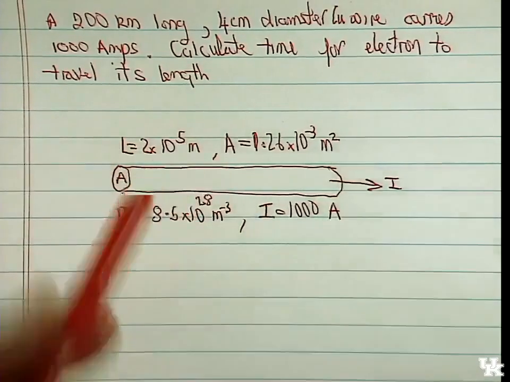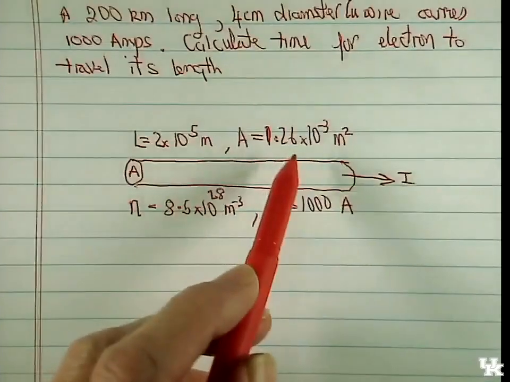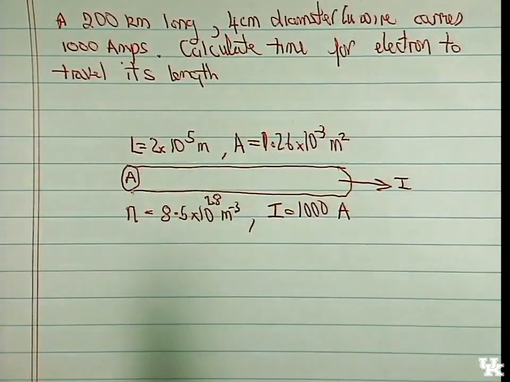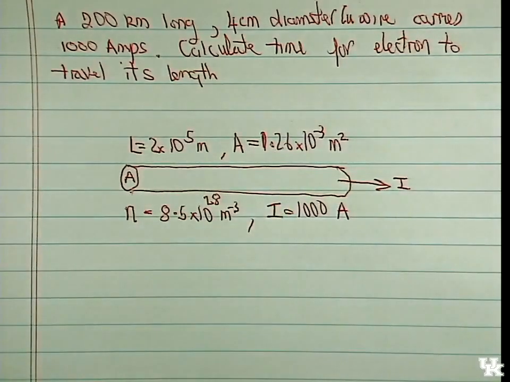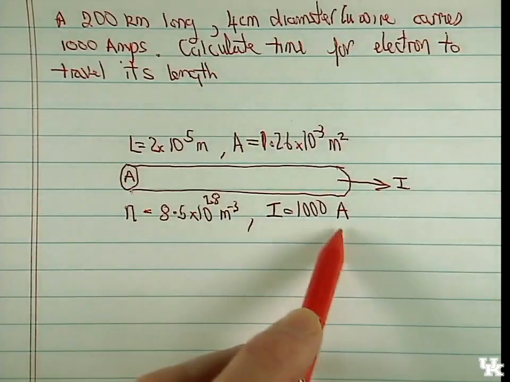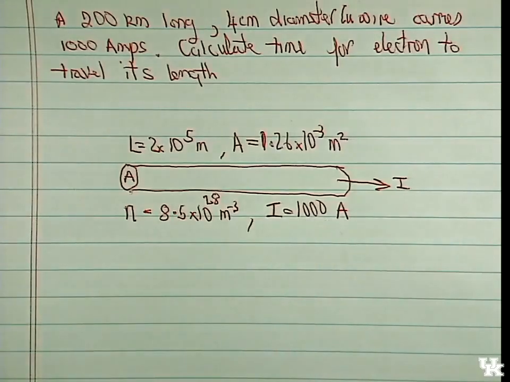The area of the wire. I was told the diameter of the wire, 4 centimeters. So the radius of the wire is 2 centimeters. So pi r squared gave me this area in square meters. It's 1.26 times 10 to the minus 3 square meters. The current in the wire is 1,000 amps. So we're also told that. And then finally, I was told that it was a copper wire.